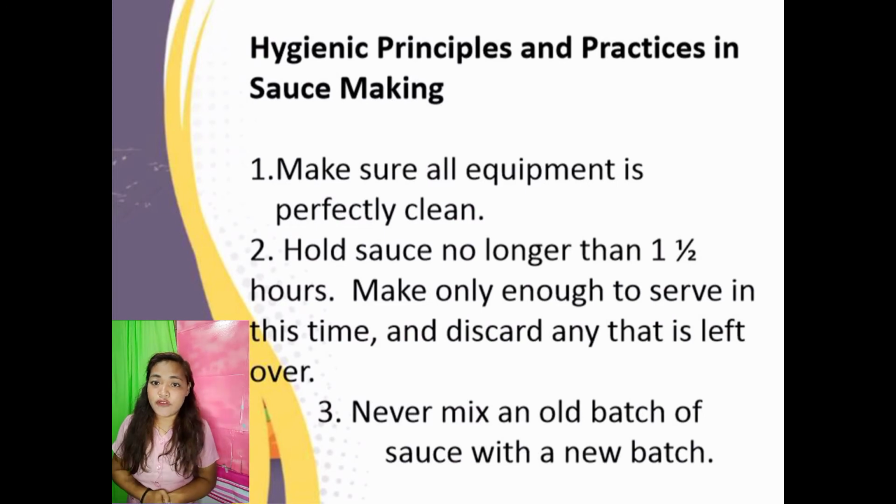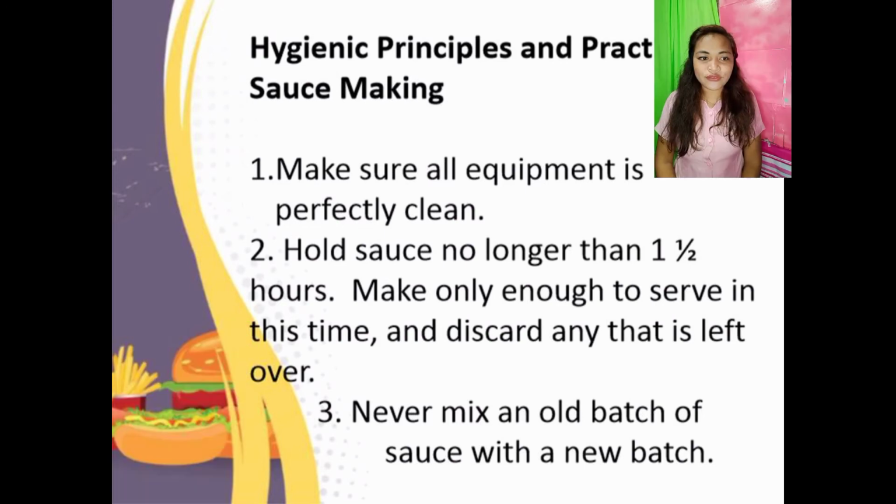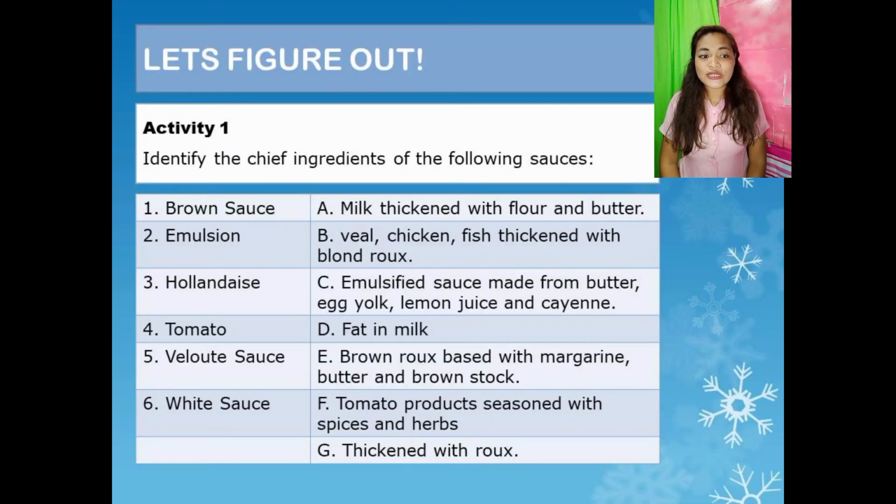So, I think every one of you is ready for our exercises, our activity. Activity number one, you have to identify the chief ingredients of the following sauces. We have brown sauce, emulsion, hollandaise, tomato, velouté sauce, and white sauce. In the other column, we have the chief ingredients.